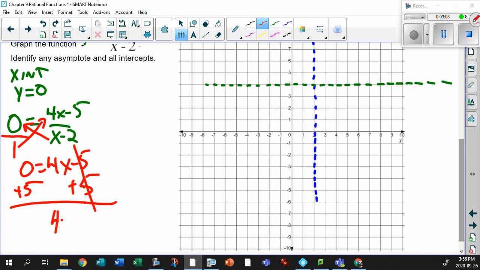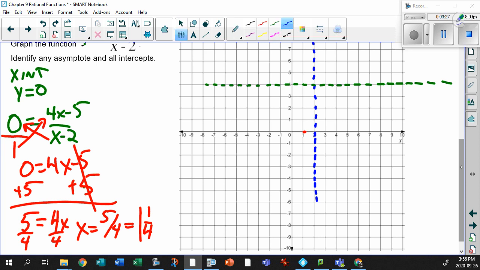You're going to have 4x equal to 5. Divide by 4, divide by 4. x equals 5 over 4, or 1 1/4. Okay, so x at 1 1/4 is about there. Okay, there you go. Now, watch this. If you thought that was easy, let's find the y-intercept. And the y-intercept happens when x equals 0.